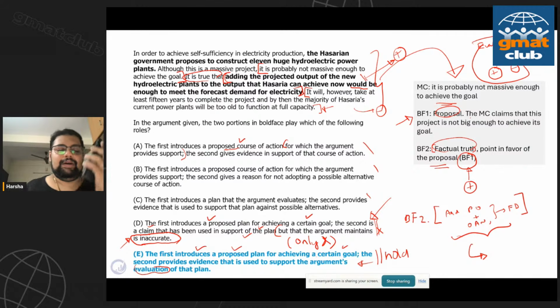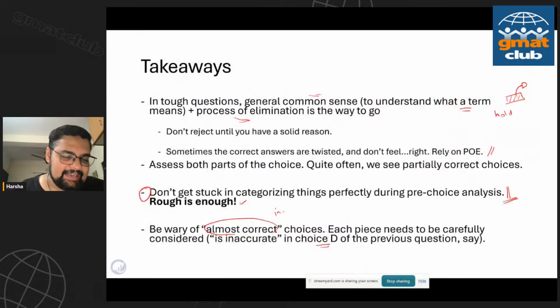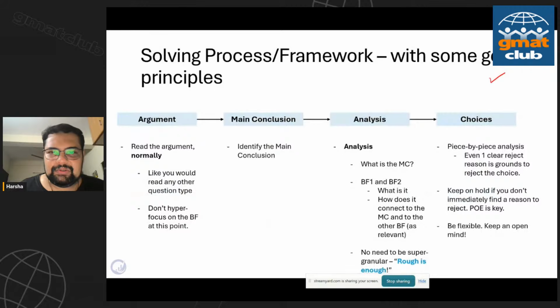Because if you look at what the argument is trying to do, is it really trying to provide support for this particular plan? That's a bit of a red flag for me. If you look at the argument overall, the argument is not trying to provide support for this. It's telling you that this plan is not good enough to reach its goal. It's not big enough. So, at an overall level, I think there's an issue here with boldface 1. That's fundamentally my issue with it. E is a much better and cleaner choice. So that's about it. Thanks, guys.